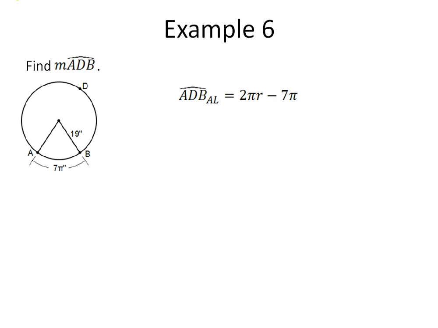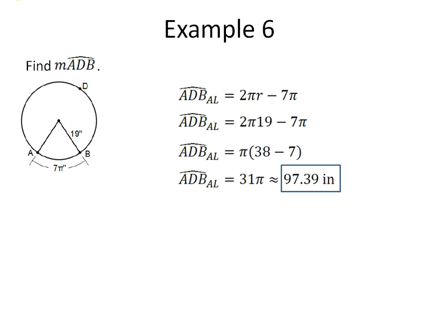So arc ADB, arc length, is going to equal 2 pi r, which is 2 pi times 19 in this case, minus 7 pi. So this gives us 2 pi times 19 minus 7 pi, gives us pi times 38 minus 7, which is pi times 31, which is approximately 97.39 inches.